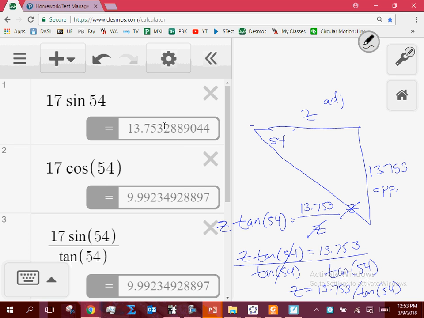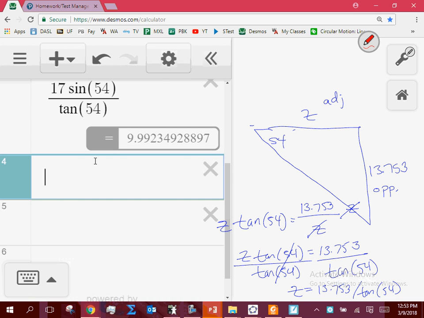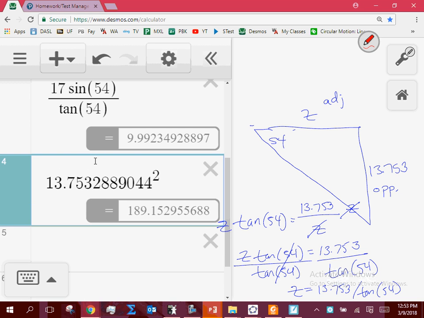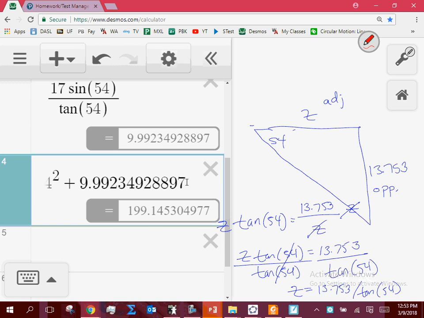Now, with Desmos, you can double click on these things, and if you click the equal sign, it will highlight. You hit Control C, and that will copy that value. I come down here and hit Control V, and it will paste it. I'll raise it to the second power. I'm then going to add to it. And now I need this number. So I'll Control C that, come down here, Control V. I will square it.